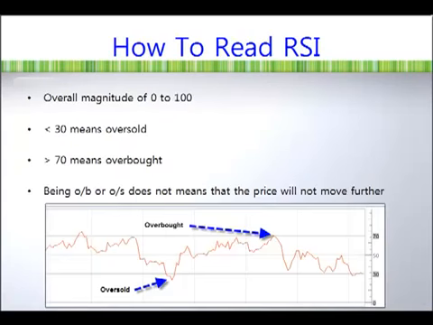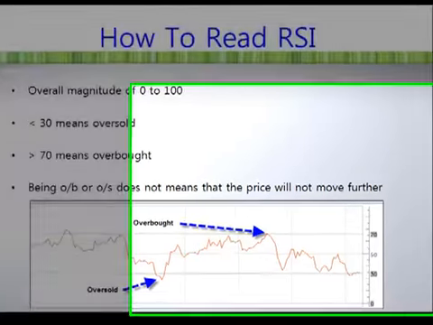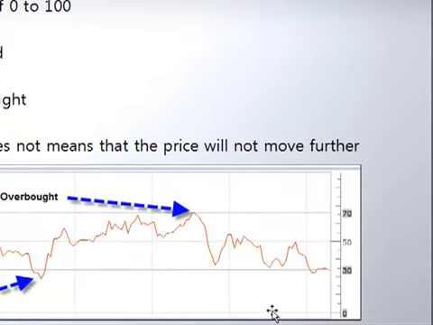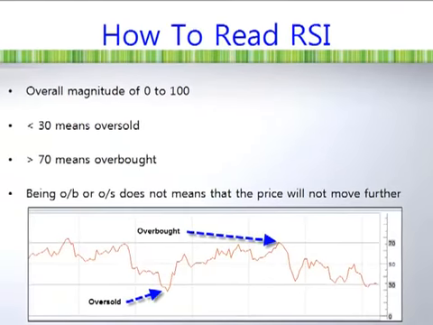Next we have to go through how exactly we read the RSI indicator, and this is very important. You need to know that the RSI indicator has an overall magnitude of 0 to 100. It goes from 0 all the way to 100, and there's a 30 line and a 70 line. As long as it's less than 30, it means that the market is oversold. If it's more than 70, it tells you that the market is overbought.